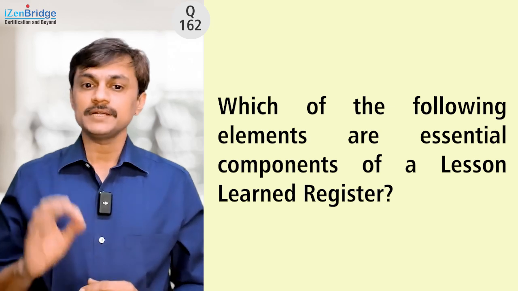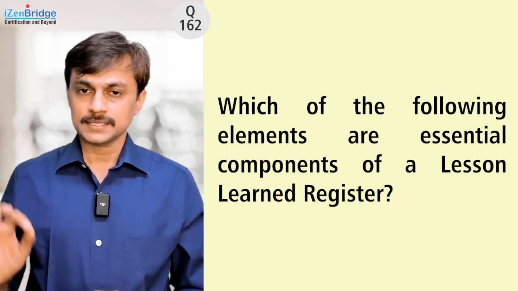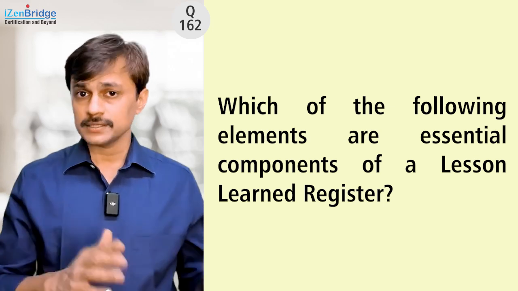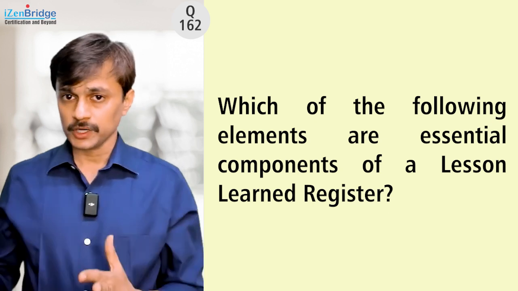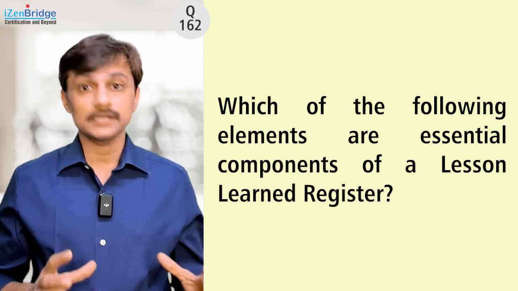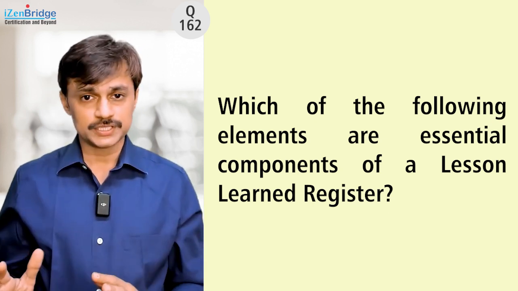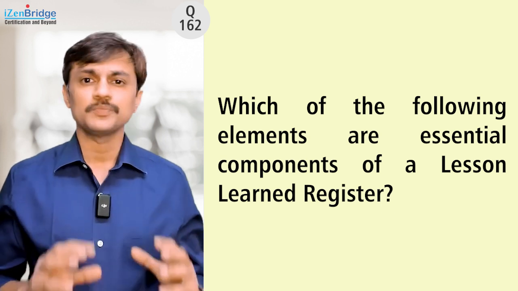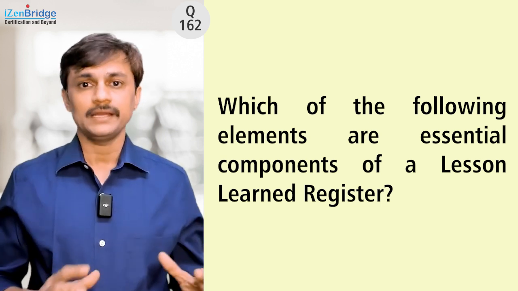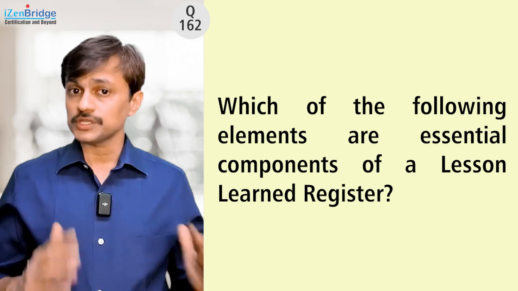Which of the following elements are essential components of a lesson learned register? So you understand the lesson learned register is something which is used throughout the project. We specifically use it during phase closure and project closure as well. It is more associated with the predictive life cycle, where we keep compiling our good and bad experiences so that we can learn from them.